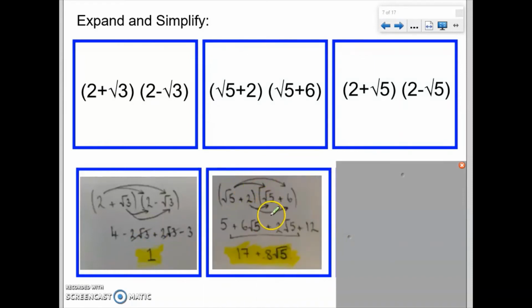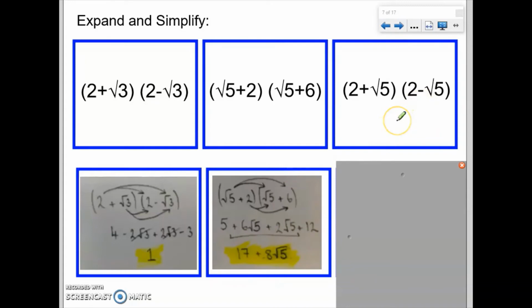This time, the working out and the method is very similar to the examples I did on the previous slide. We go ahead and do our 4 multiplications. Again, I've drawn some arrows on there. This is what my line of method would look like. And then I'm left with 6 root 5's and 2 root 5's in the middle, which I'm going to add together to give me 8 root 5's. And I'm also left with 5 and 12, which I add together to give me 17. So I've expanded and simplified.